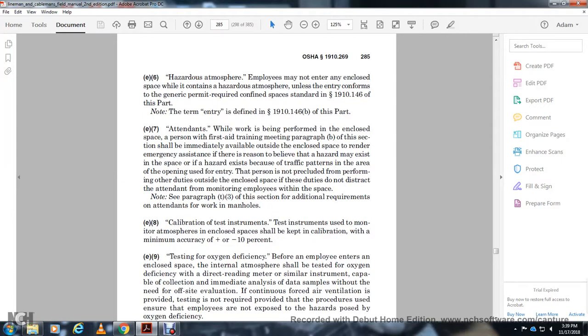Hazardous atmosphere. Employees may not enter an enclosed space which contains a hazardous atmosphere unless the entry is made in accordance with the permit-required confined space standard of 1910.146 of this part. The term entry is defined in 1910.146(b) of this part.